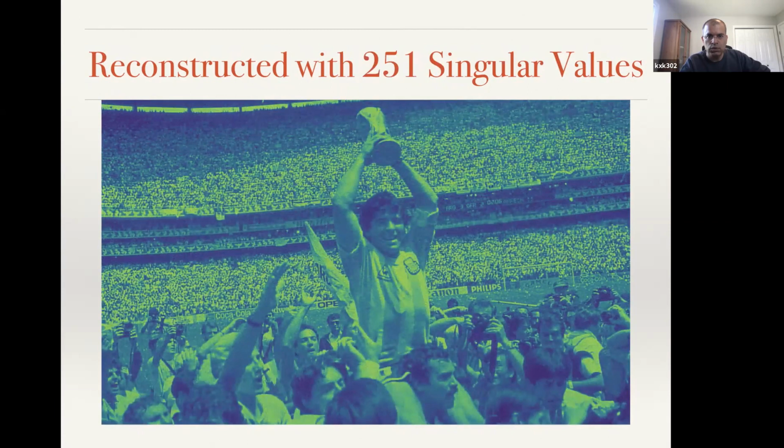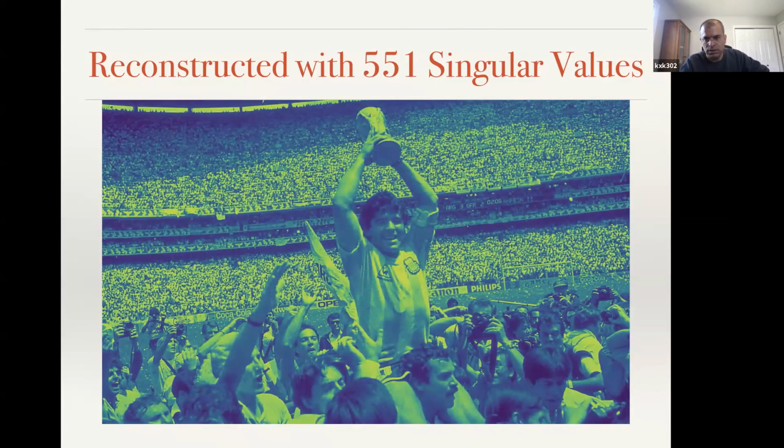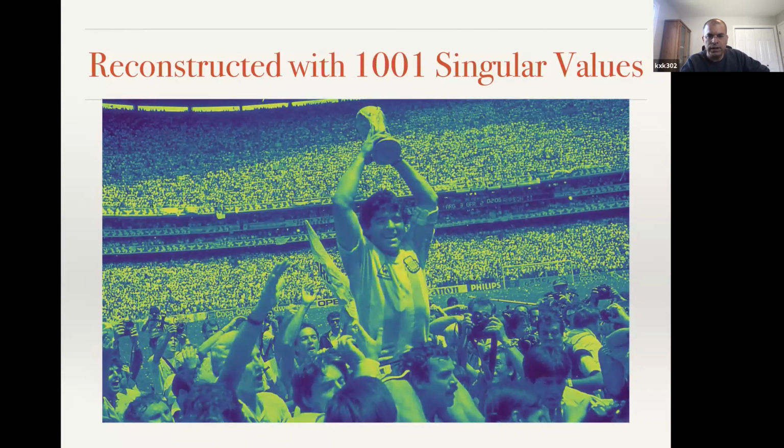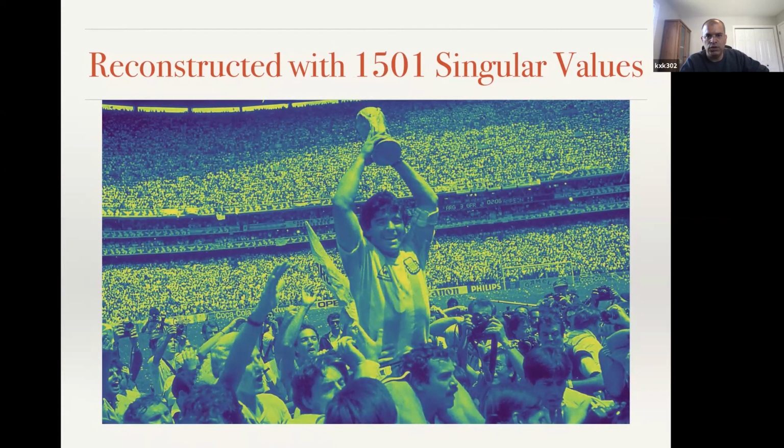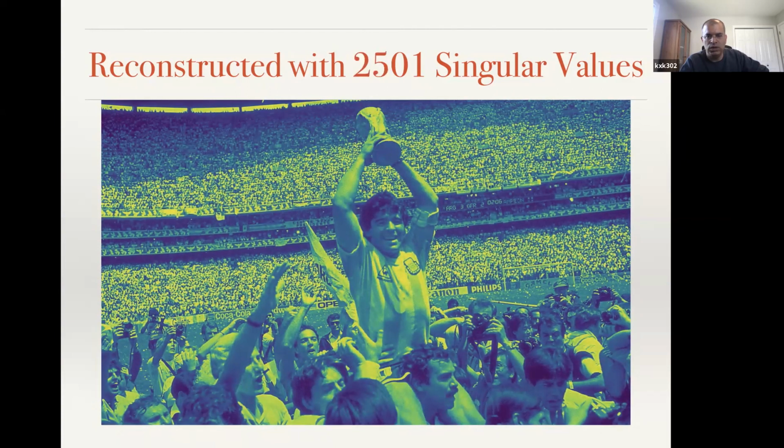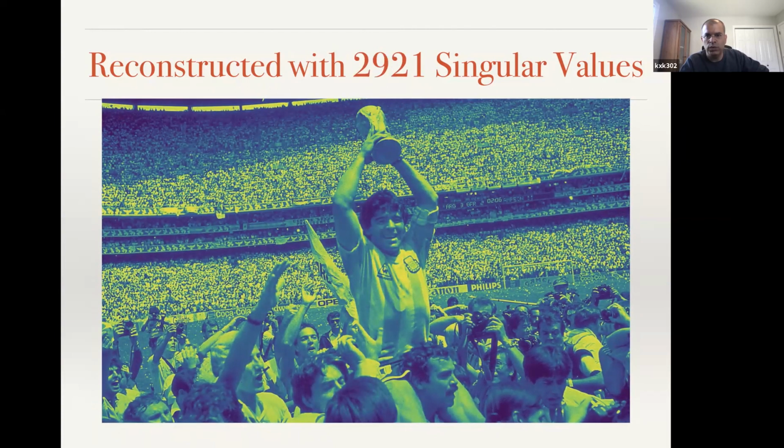151, 251. This is actually pretty good. 551, I think it's clear. And then the improvements are not as much noticeable. 1001, 1501, 2001, 2501, 2921.